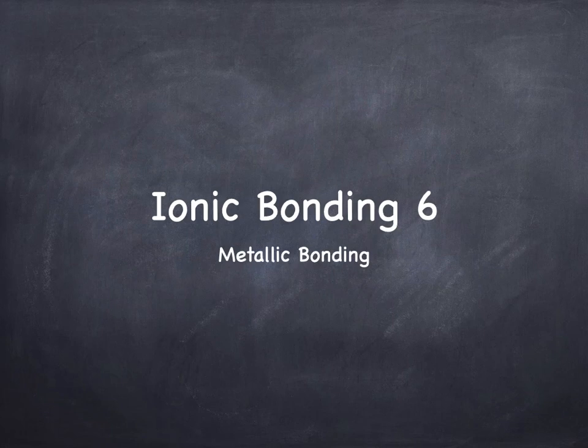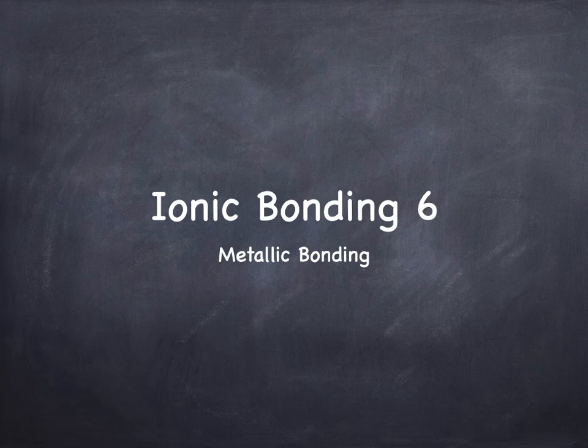So we're still here on the topic of ionic bonding, but we're going to take a slight turn and talk about metallic bonding. If ionic bonding is between a metal and a non-metal, metallic bonding is when you have a metal and a metal. And it can either be atoms of the same metal or atoms of different metals.